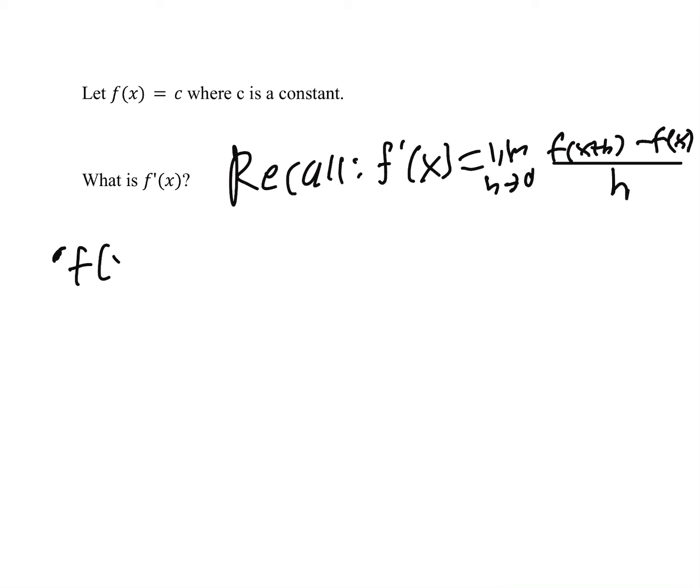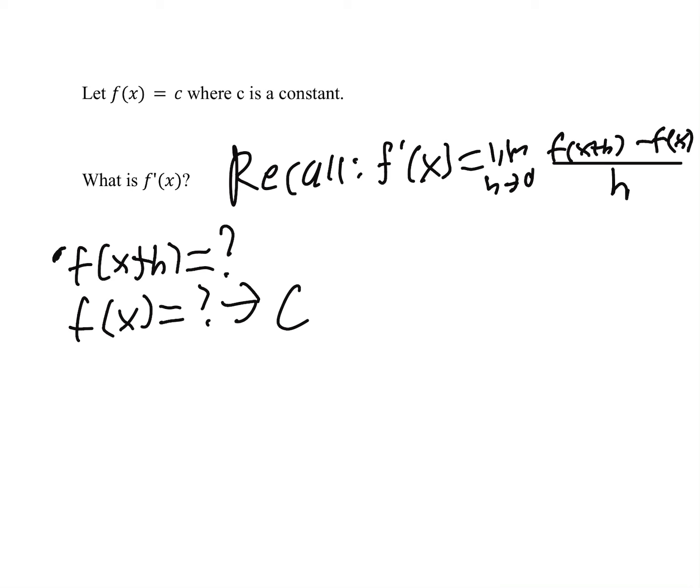So first I'm gonna say, what is f of x plus h? And then what is f of x? Well, f of x you could just tell right away, it's c. It tells you what f of x is. What is f of x plus h?